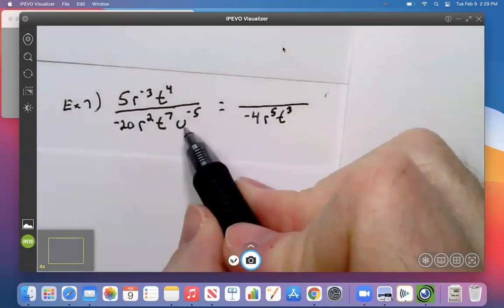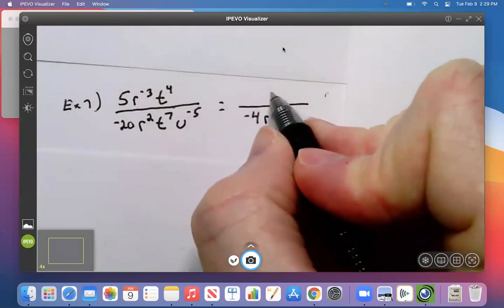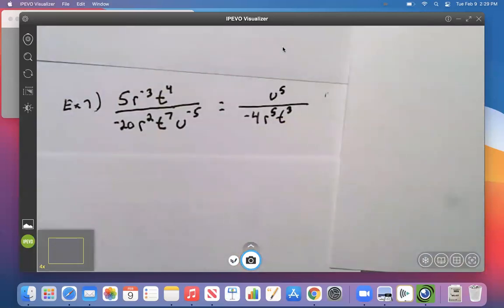And on my u's, I've got 5 on the bottom. I need to move up top. And there's your answer, u to the 5th over negative 4 r to the 5th t cubed.